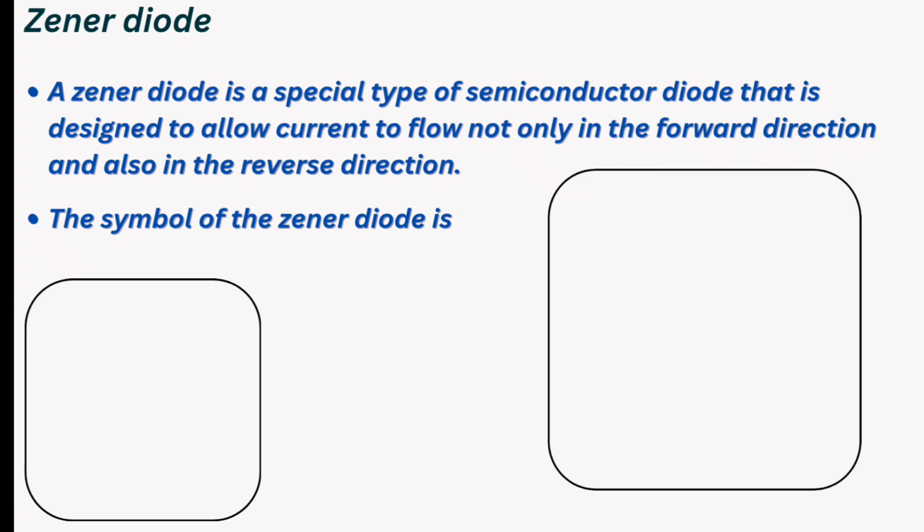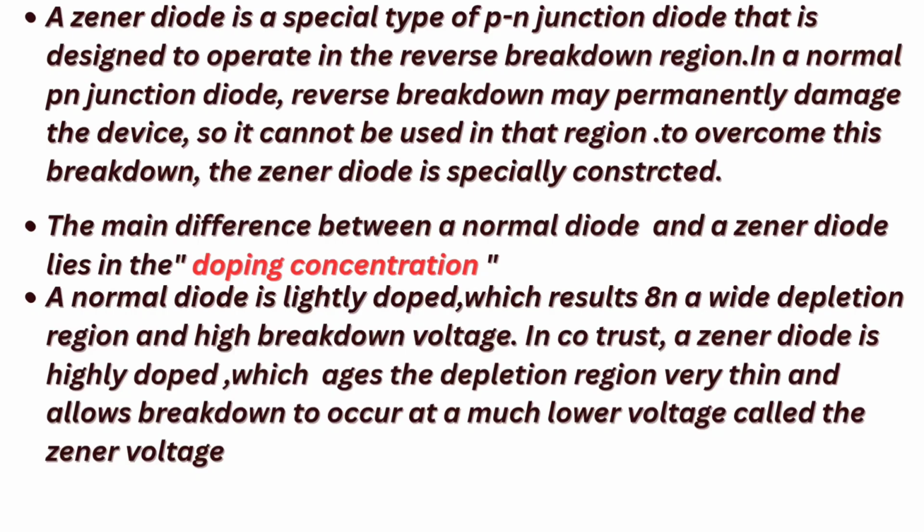So in the construction, the main difference between the normal diode and the zener diode is doping concentration. In the normal PN junction diode, we have lightly doped, so the width of the depletion region is thick. When the width of the depletion region is very large, we require a large amount of voltage to get breakdown. So to overcome that, in the construction of the zener diode they increase the doping concentration. By increasing the doping concentration, the width of the depletion region decreases and it requires less voltage to get breakdown.